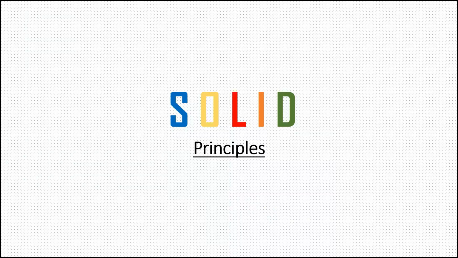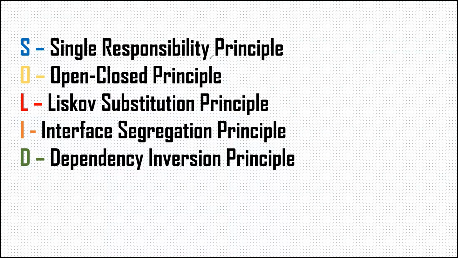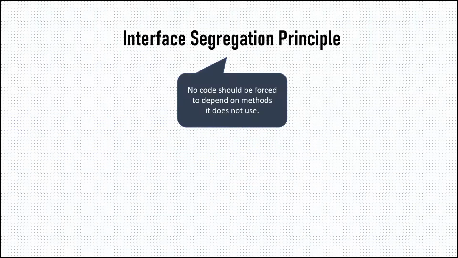Today in this video, I'm going to discuss the fourth principle of SOLID, which is the interface segregation principle. We'll discuss what this principle says and how we can implement this in our framework. So first, let's talk about what this principle says. It says that no code should be forced to depend on methods it does not use.